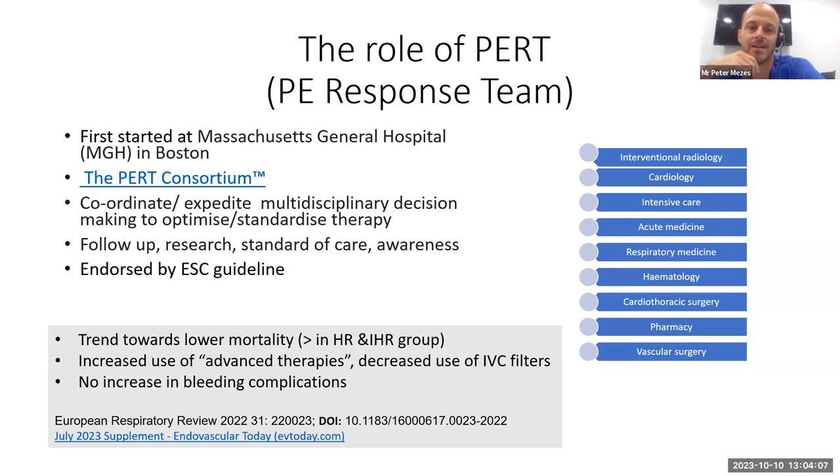So it's mainly in the US, but it's sort of infiltrating to other parts of the world, including the UK. Even the ESC guideline endorsed the use of PERT teams, and there has been a meta-analysis showing that there is a trend towards lower mortality in centers where they use these PERT teams, but also there is an increase in the use of advanced therapies, but no increase in bleeding complications. So these are all the specialties who should ideally be on the team. And obviously we should try to get as many people involved as possible.